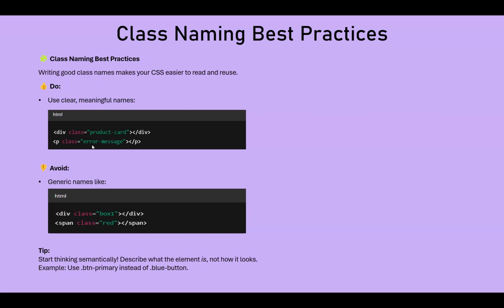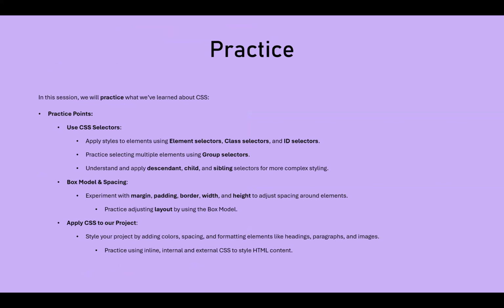If you're trying to style an error message, give it the name of that. If you're trying to style a card to be displayed somewhere, give it that name. So think semantically, like describe what the element is. If this element is a card for displaying products, describe it in the class name, product card. Not necessarily how it looks, not that, oh, it's a square box, and you just write square box. No, describe what the element is trying to display. It is always better that way. And I think this is all we have for today. We are going to move into practice now.